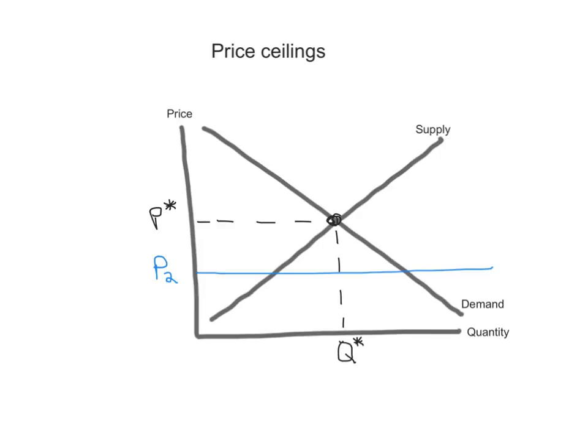Okay, at a price of P2, the quantity supplied is going to be low because producers aren't going to sell as much of their product if they're not covering their cost of production. So here's our quantity supply, lower than our equilibrium. On the other hand, consumers really like low prices, and so at a price ceiling of P2, the quantity demanded is going to be way up here, well above the equilibrium quantity Q star.